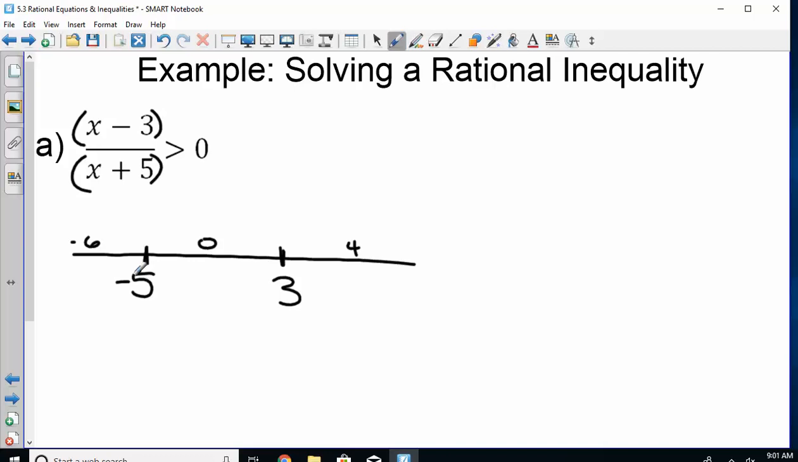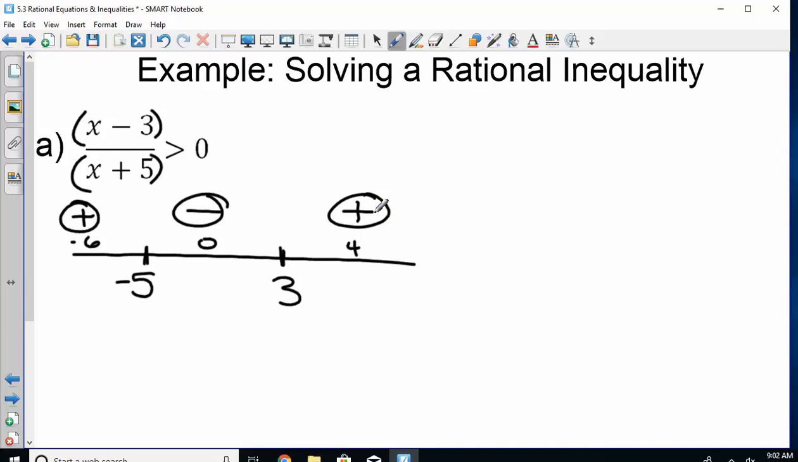Negative 6 minus 3 is negative. Negative 6 plus 5 is negative. Negative divided by negative, you get positive. If I put in a 0, 0 minus 3 is negative, 0 plus 5 is positive. Negative divided by positive is negative. If I put in a 4, 4 minus 3 is positive. 4 plus 5 is positive. Positive divided by positive is positive. So you can either plug in the numbers and see, or look at the graph. We got the same thing either way.